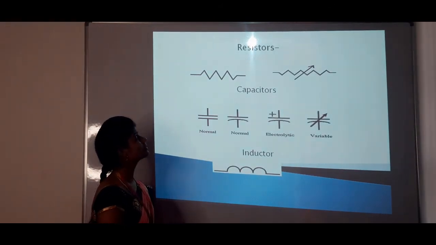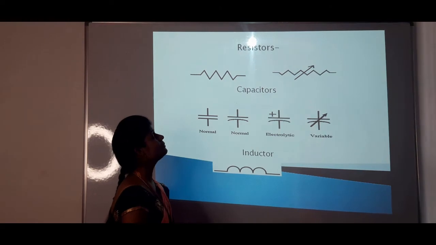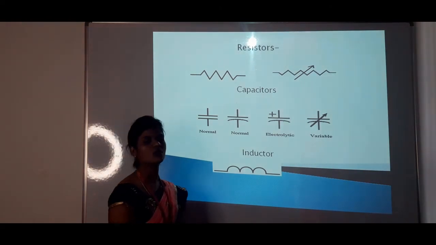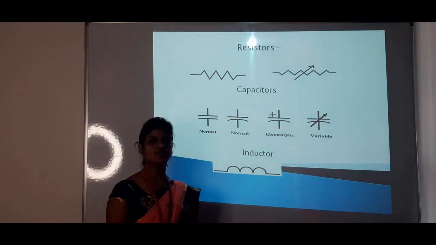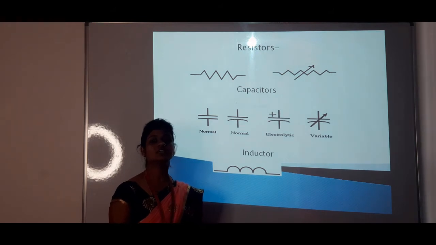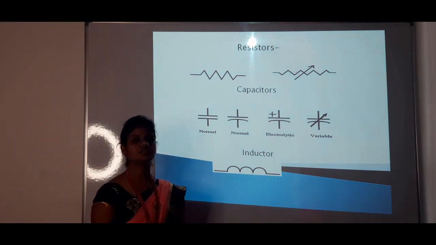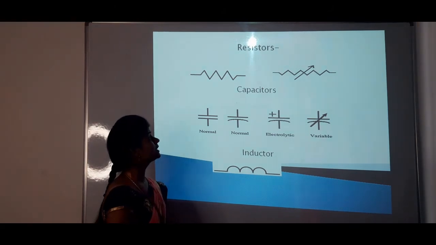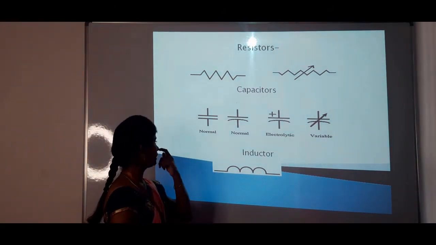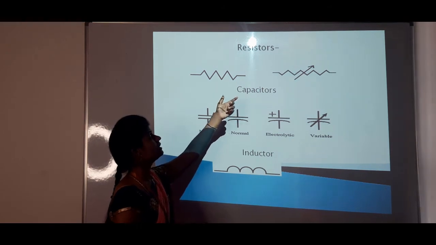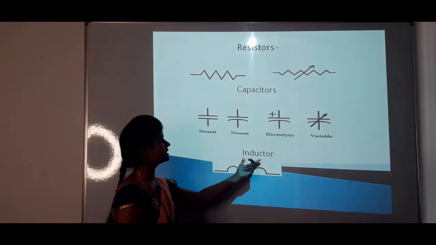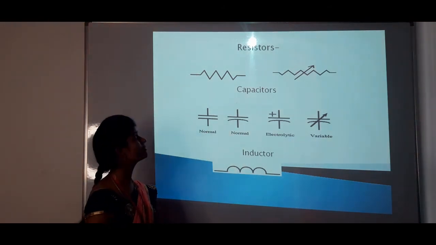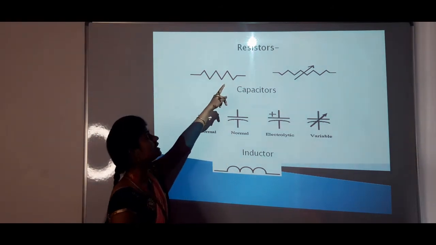Next we see some examples of the passive components. As we know, components which do not introduce gain are called passive components. That means they can be classified as resistors, capacitors and inductors. Firstly, we see the resistors.